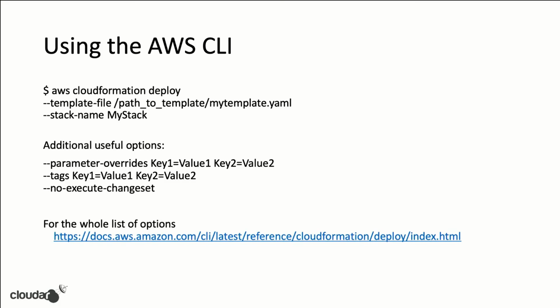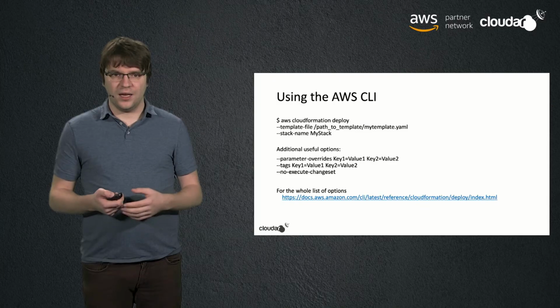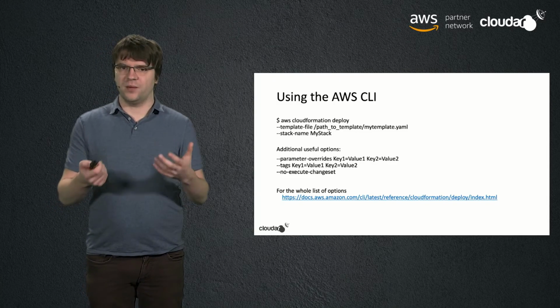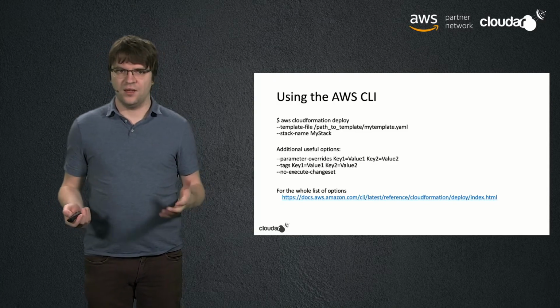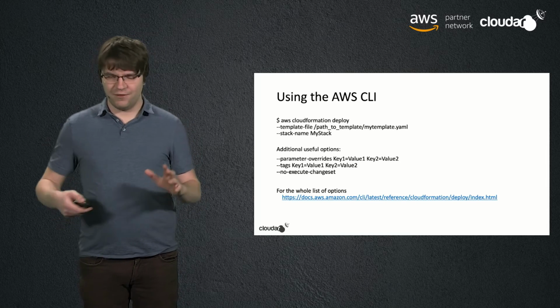But you can also tell it to wait, to not execute everything, but to show you a change set, an overview of everything that it will try to do, so you can judge that before it actually runs. There's a whole lot of options, and they're all documented in the CLI documentation. So that's great if you're working on your own.